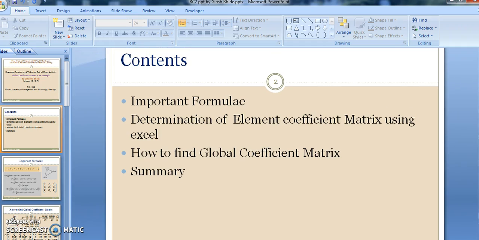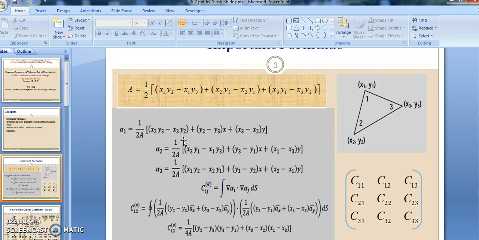These are the contents: important formulae, determination of element coefficient matrix using Microsoft Excel, how to find global coefficient matrix, and summary.